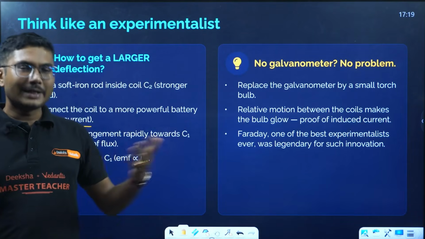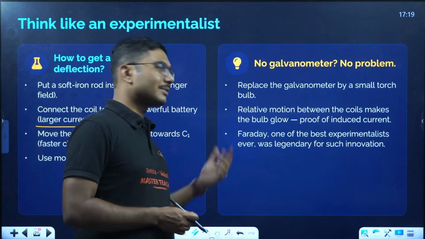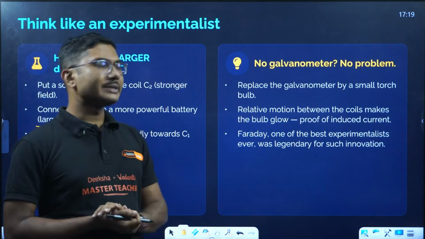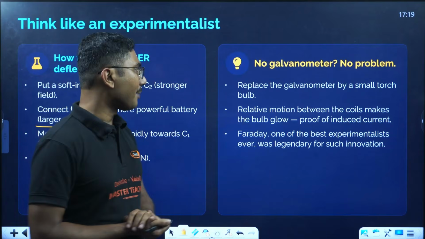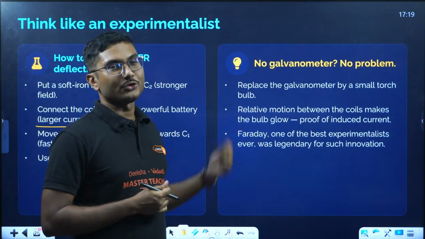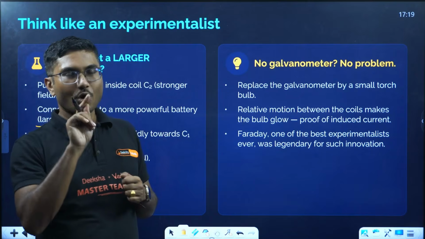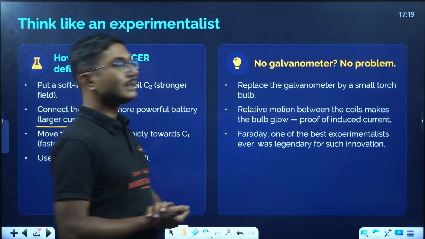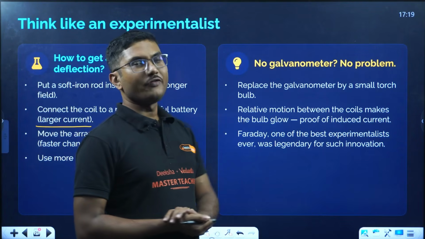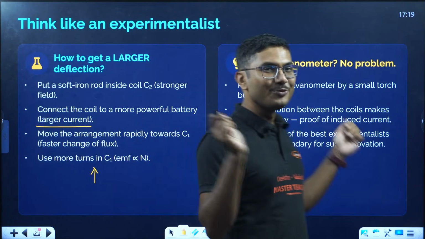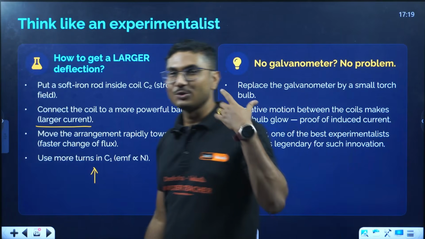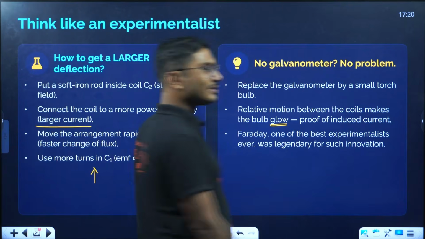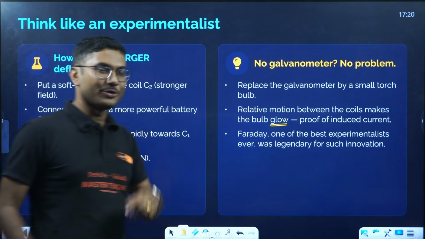Now many of you may not have seen that torch bulb, but in some laboratories and experiments some of you may have seen it. If you replace the galvanometer with a torch bulb, then if you do the motion, the torch bulb will glow. Relative motion between the coils makes the bulb glow. Proof of induced current. You are actually moving a magnet, and that helps us glow a bulb. Isn't that beautiful? That glow signifies that there is electric current produced in that circuit.